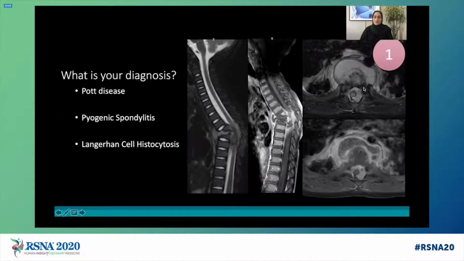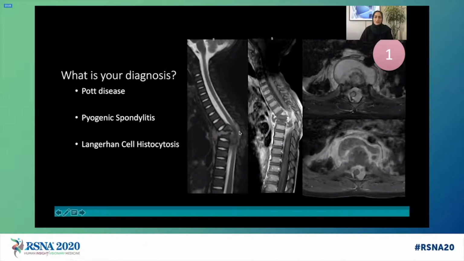You can see extension of this abscess or collection into the spine with displacement of the cord, which appears stretched. It involved multiple vertebral bodies, more so anteriorly than posteriorly, giving you quite a bit of a gibbous deformity. The other discs, however, are preserved.